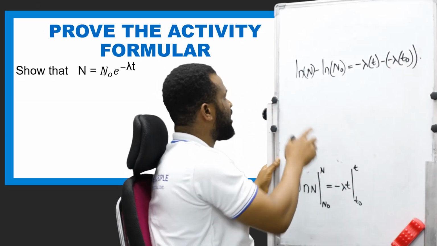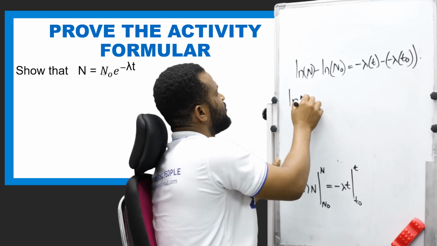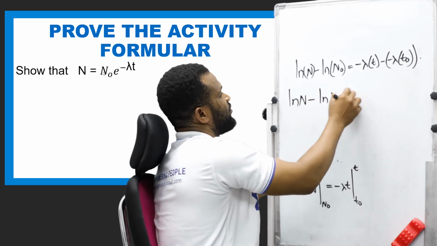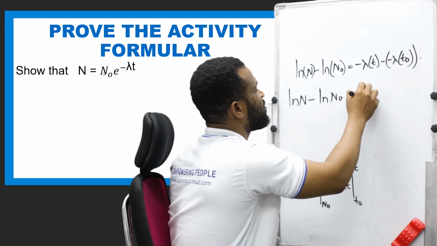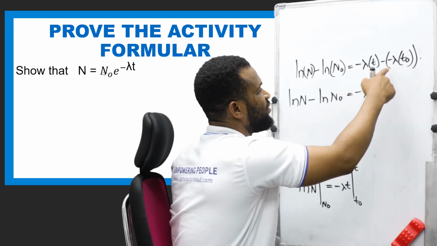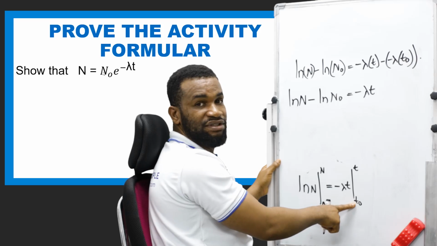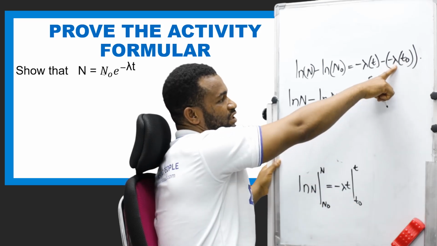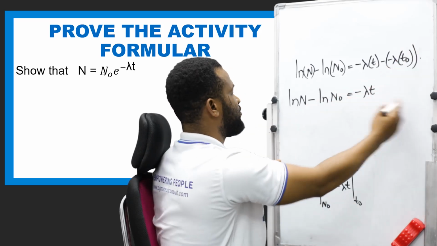So I'll open the bracket. So this is ln N minus ln N naught is equal to minus lambda t plus 0, because this is time 0. It is actually, no time was recorded at that t. So everything here is going to be 0. So we have this.